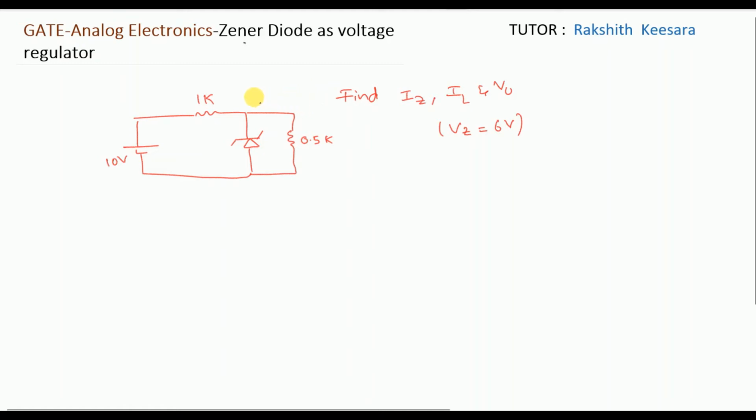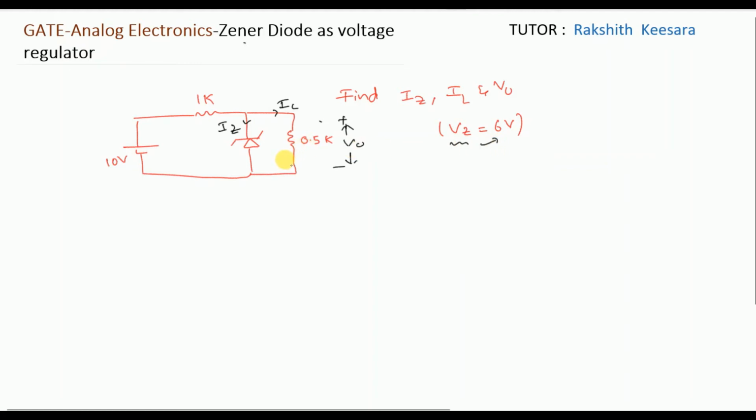If you see this question, guys, he gave a circuit. Find Iz, IL and V0. This is the Iz, this is the IL, and this is V0. He's asking us to find these three parameters, and it is given that the breakdown voltage of the Zener is 6 volt.